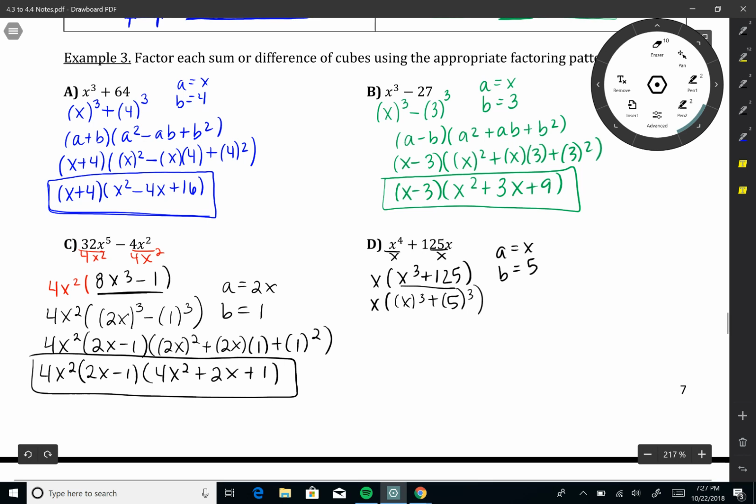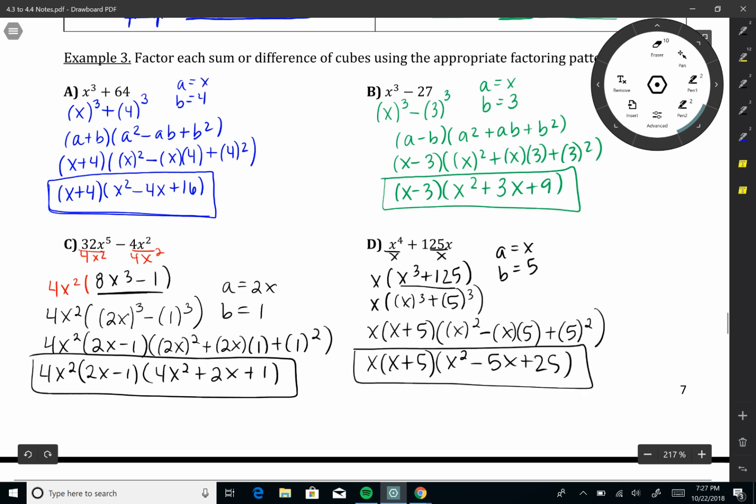Sum of cubes, as we did in letter A, starts with a plus b. So I have to leave my x out front that I factored out, and then I'm going to write times x plus 5. Then it's a squared, so x in parentheses squared minus a, which is x, times b, which is 5, and then plus b, which is 5 squared. And then I write my x times x plus 5, and I simplify the items inside my trinomial. That would be x squared minus 5x plus 25. And those are some sums and differences of cubes.